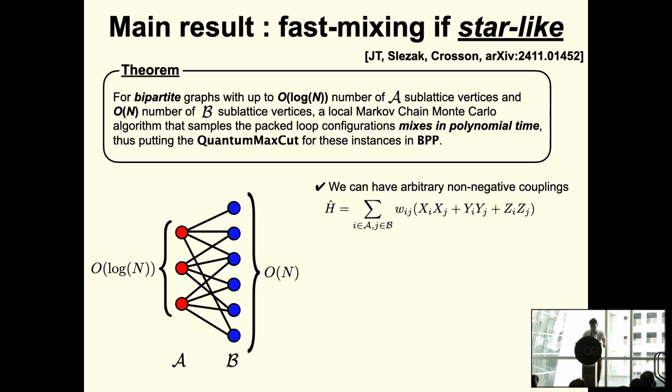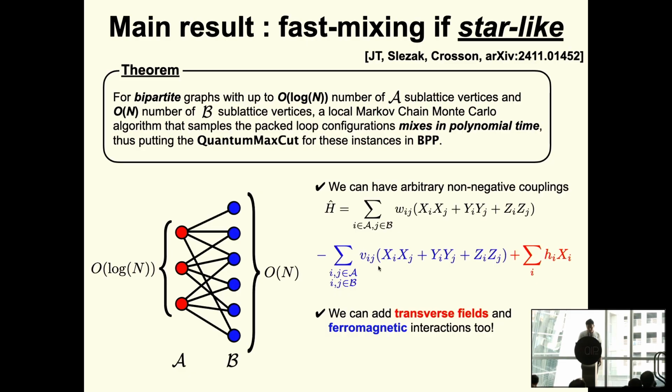So we can actually also have a little bit of extension of this result. First of all, we can have some non-uniform weights, as long as they're all positive. And we can also have ferromagnetic interactions, so opposite signs, as long as those interactions only connect qubits within the same sublattice, so blue to blue or red to red. And we can also have transverse field terms as well. And within this framework, we can show that it's always going to mix in polynomial time.